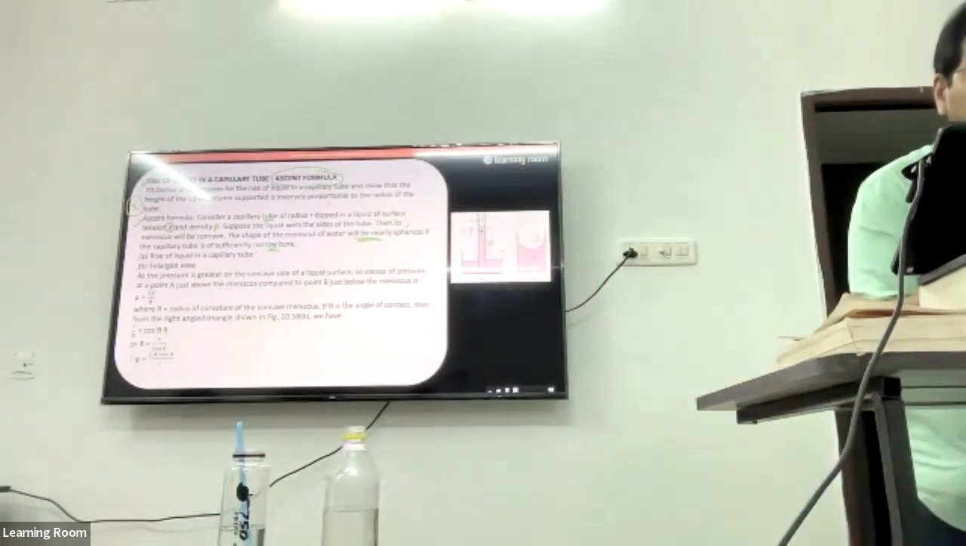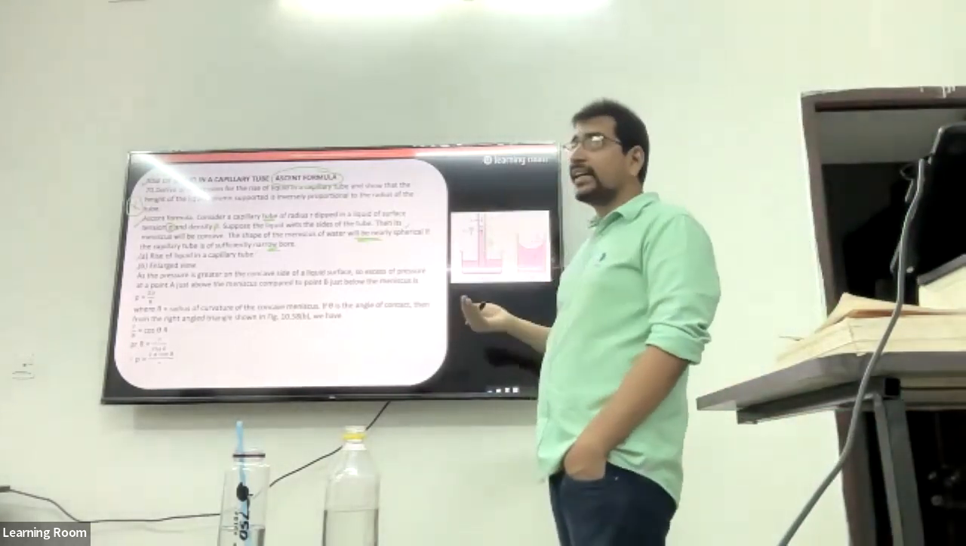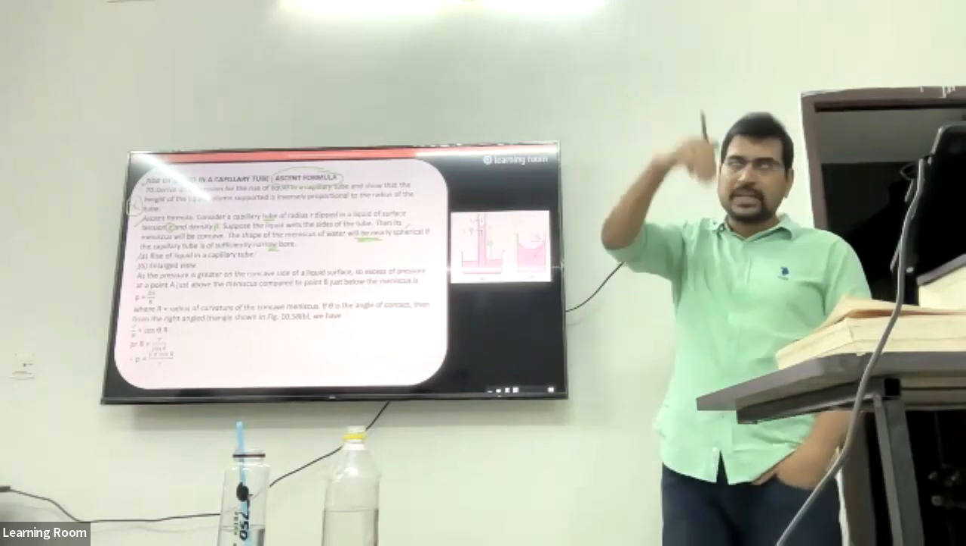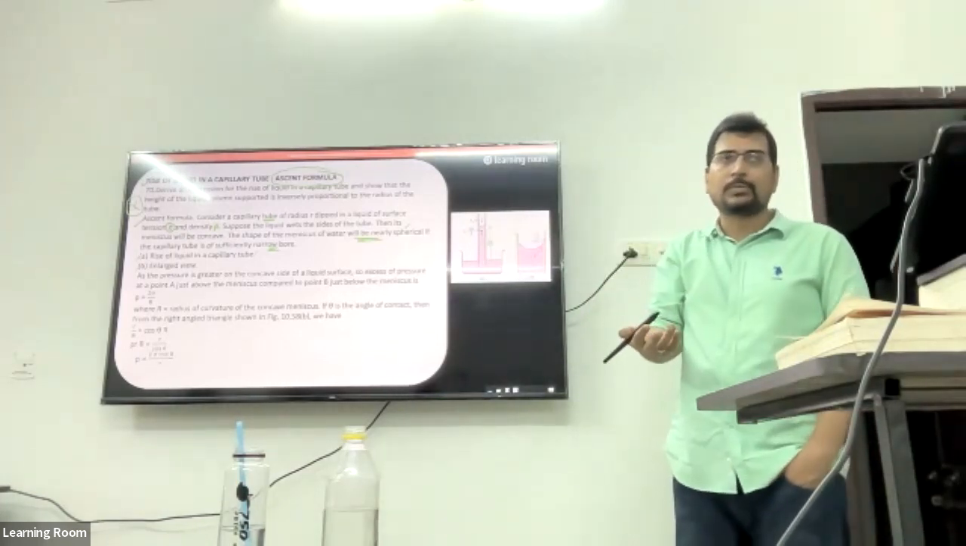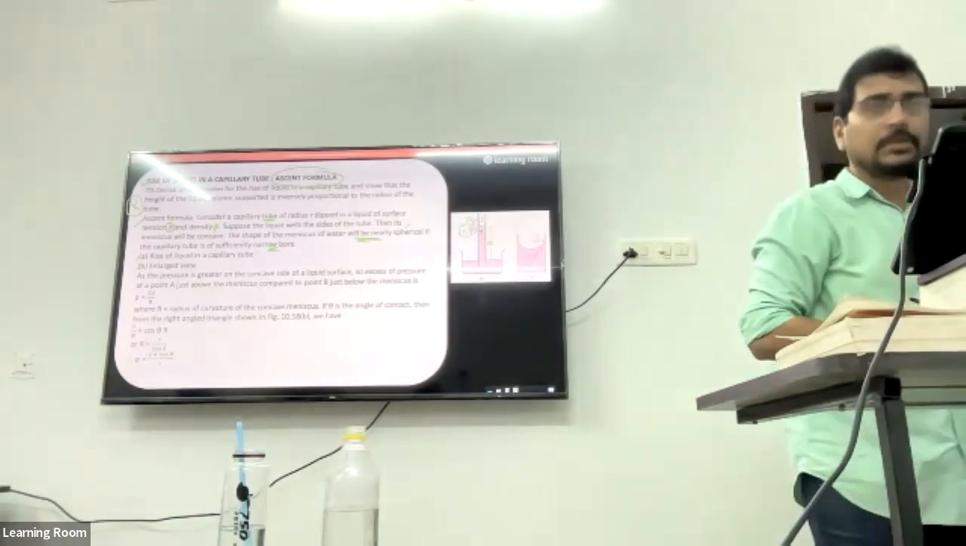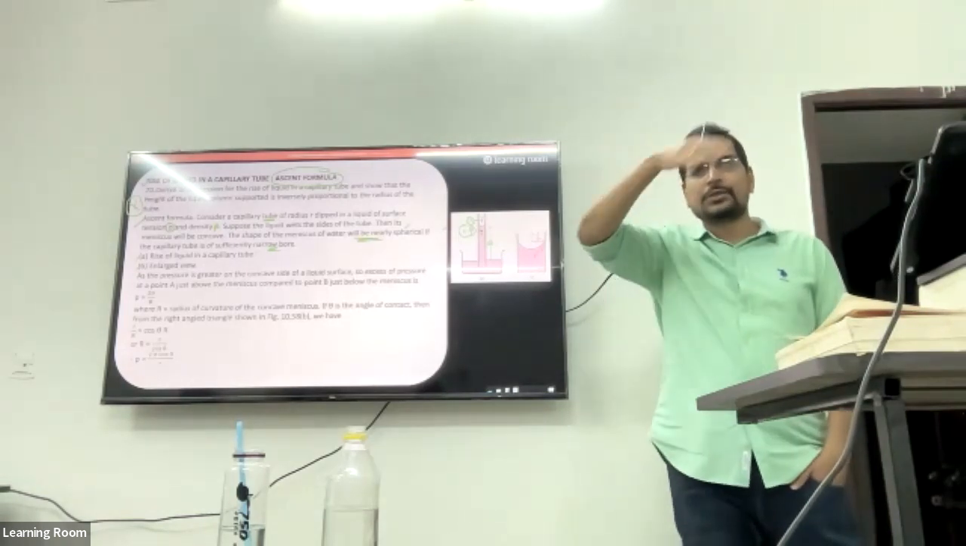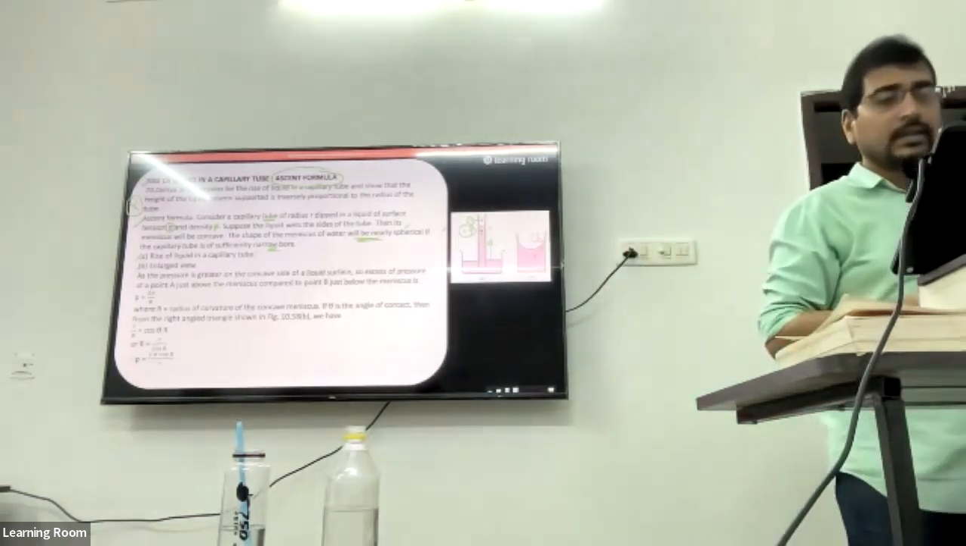As the pressure is greater, now you tell me logically which side the pressure is supposed to be greater. For something to get bent in the downward direction, which side should the pressure be more? The outside pressure is more compared to the inner pressure. Why is it so? Only then you can have that kind of a shape being formed.